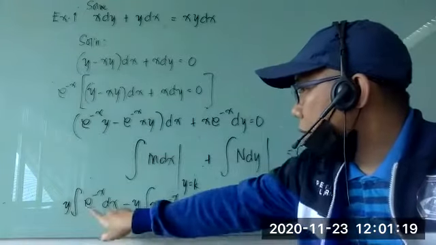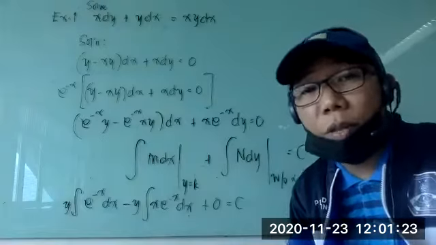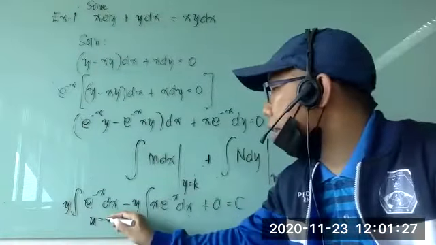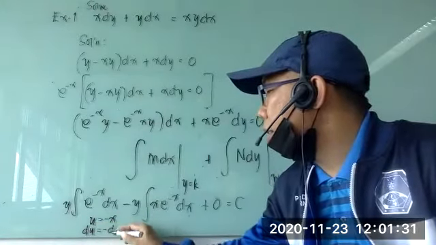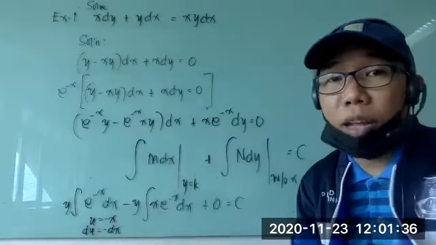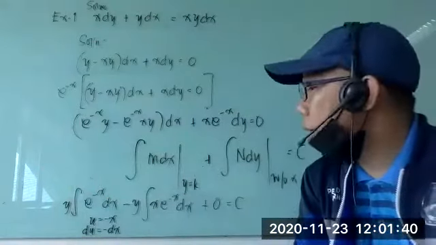Okay, so we integrate this one. First term, e raised to negative x dx. So we have the formula for that. Remember our u here is negative x, so the du should be negative dx. So you have a neutralizing factor there. You multiply negative 1 and then neutralize by negative 1 outside.